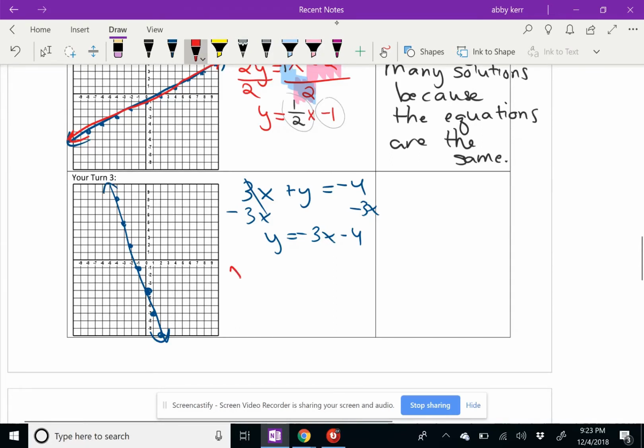And then your second equation is already set up in slope-intercept form. So once again, you should notice the slopes are the same, the y-intercepts are the same. So that means when you graph it, and I don't need you to graph it a second time, just showing you for the sake of showing you, your blue line is going to overlap the red line. So that would be infinitely many solutions.